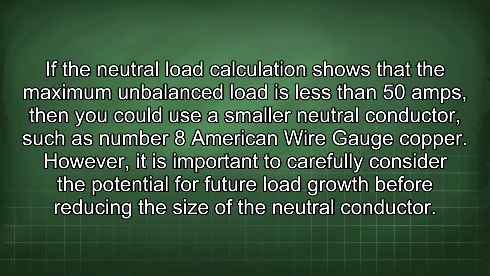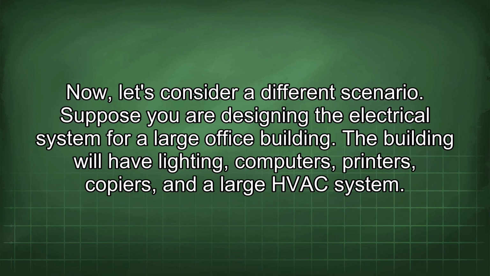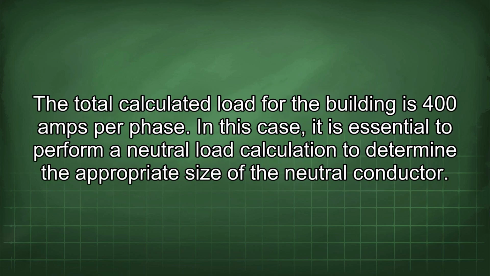However, it is important to carefully consider the potential for future load growth before reducing the size of the neutral conductor. Now let's consider a different scenario. Suppose you are designing the electrical system for a large office building. The building will have lighting, computers, printers, copiers, and a large HVAC system. The total calculated load for the building is 400 amps per phase.